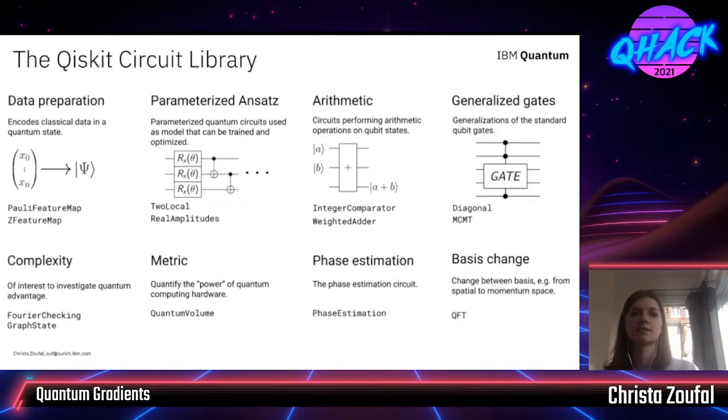There are some generalized gates in there, and much more. But I will stop talking about it for now, because if I would go on, then my 30 minutes would be over. And for further information, I would like to refer you to the documentation of the circuit library.